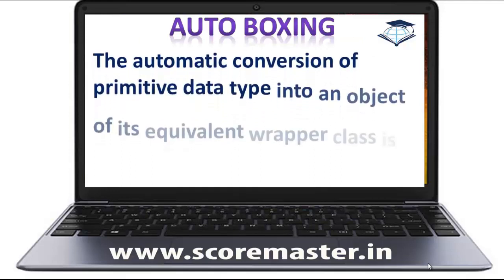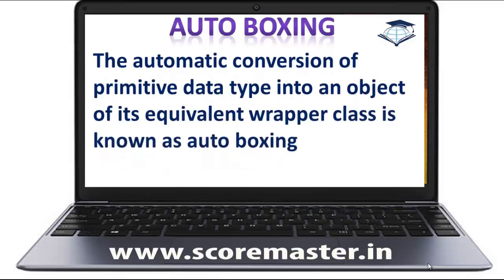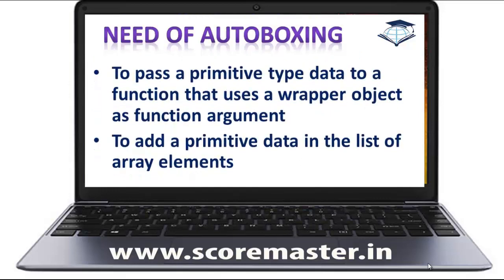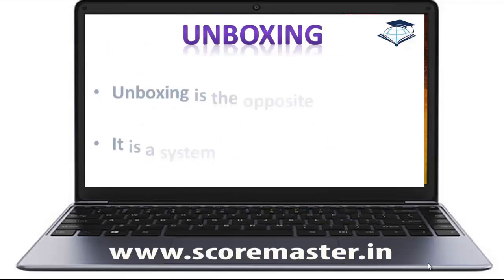Autoboxing. The automatic conversion of a primitive data type into an object of its equivalent wrapper class is known as autoboxing. Need for autoboxing: to pass primitive type data to a function that uses a wrapper object as a function argument, and to add primitive data to a list of array elements.